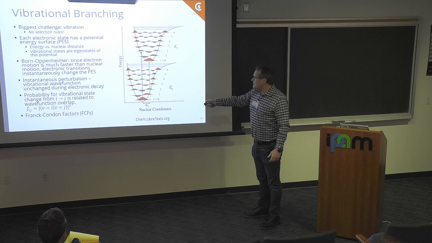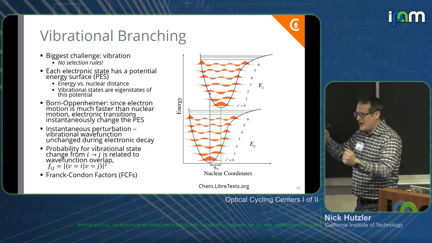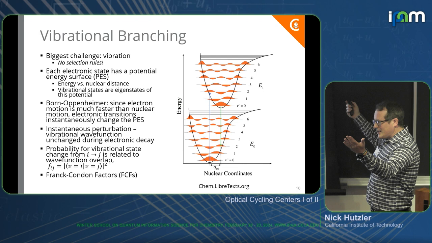But because this is an electronic energy, when you change the electron wave function, you change its shape, you change how it interacts with the nuclei, so you'll change the shape of its potential. In this case, this one is way up higher than this one because this corresponds to, for example, the electron in an excited state. So the overall energy goes up by the electronic excitation energy, but then you also change the shape of the potential.